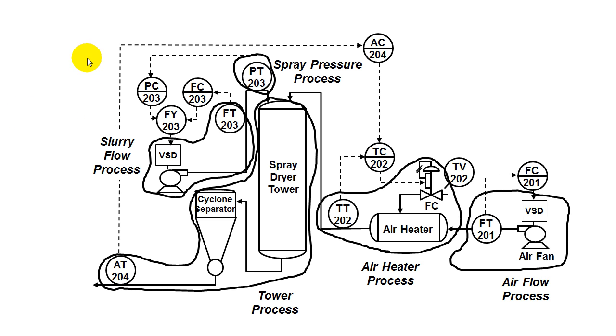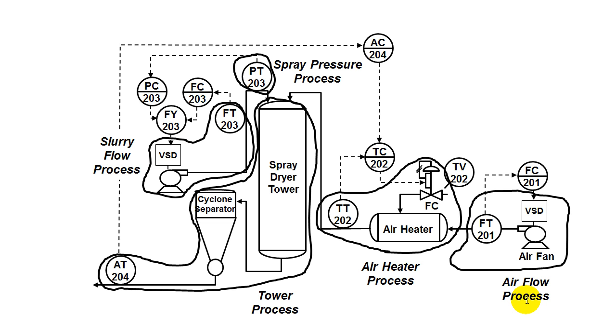The spray dryer itself, if we go from the P&ID, we can draw balloons around each of the smaller units that are characterized by an input that is acted upon to produce one or more outputs. In this particular unit, we've broken it into five sub-processes: the slurry flow process, the spray pressure process, the air heater, airflow, and tower process. Each of these is characterized by a single input, or in some cases a couple of inputs, that are acted upon to produce one or more process outputs.